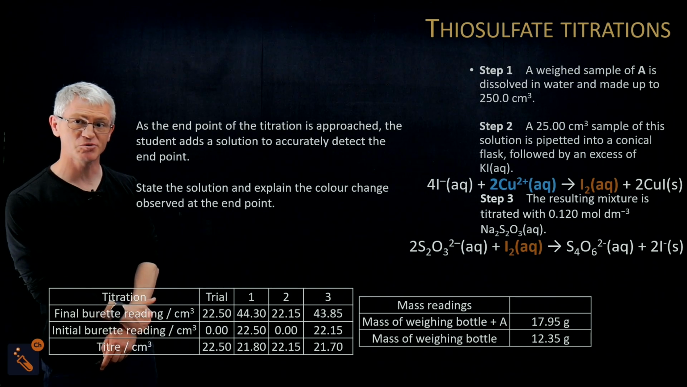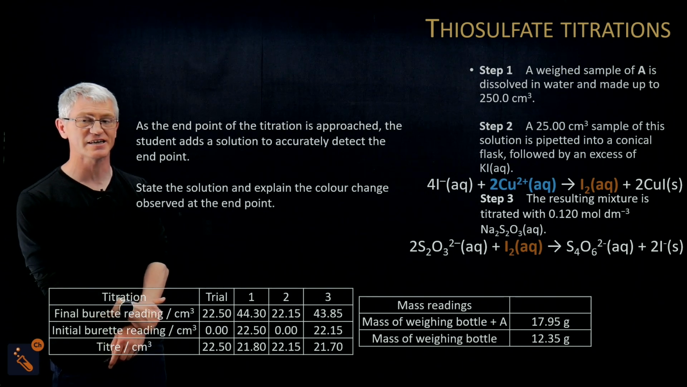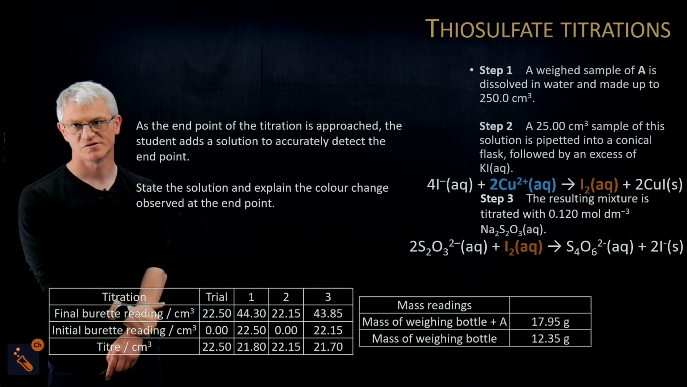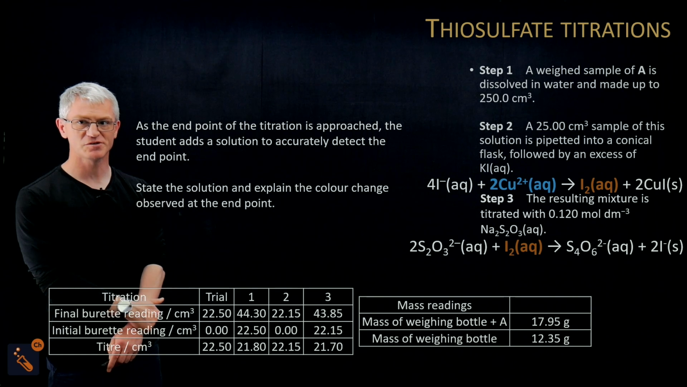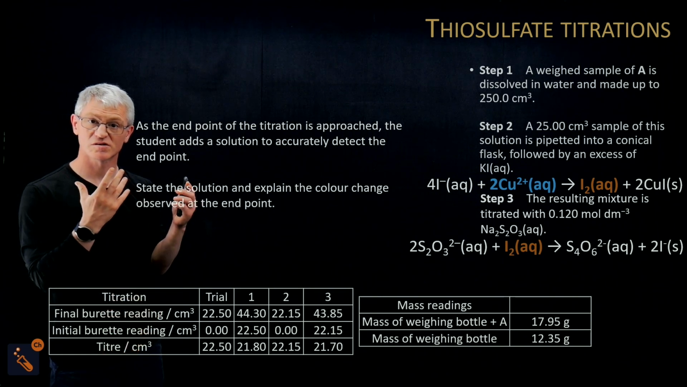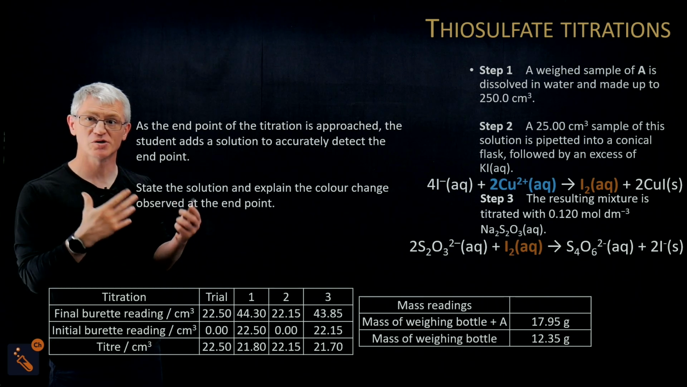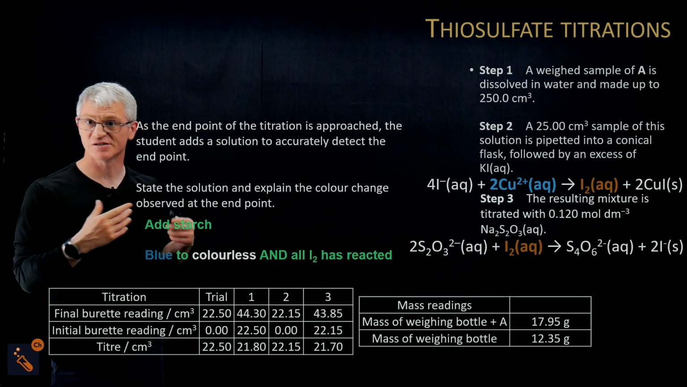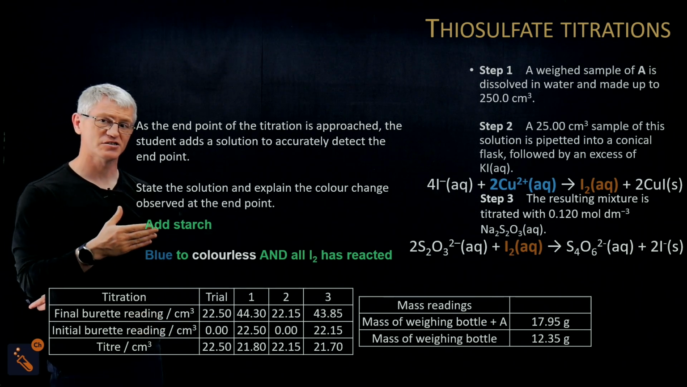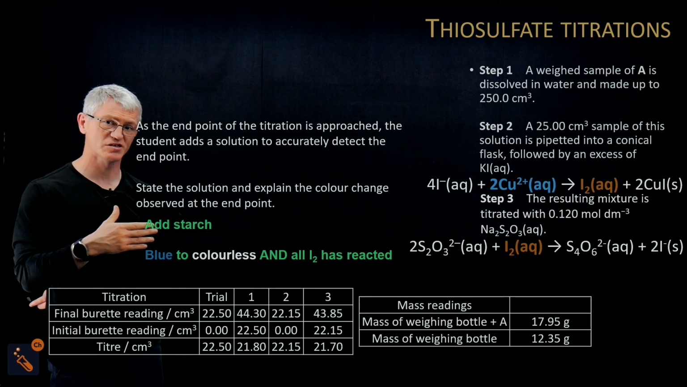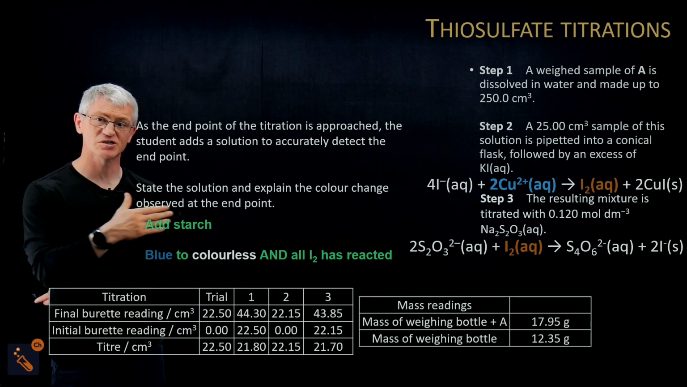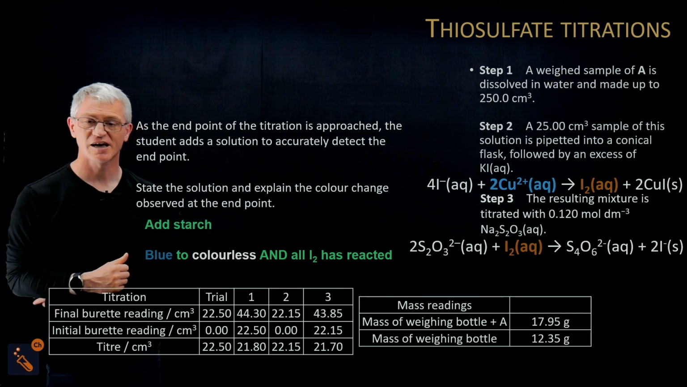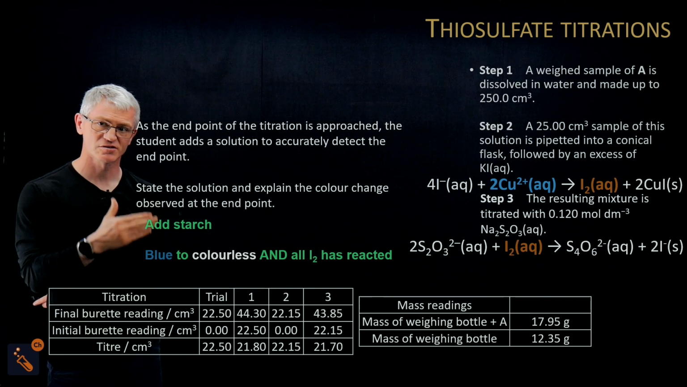Now, next thing is, as the end point of the titration is approached, the student adds a solution to accurately detect the endpoint. State the solution and explain the colour change observed at the endpoint. This is so utterly common, something you have to remember. At the endpoint we have iodine, and iodine forms a blue-black colour with starch. We add it at the end because it's easier to see. The starch forms a blue-black complex with the iodine, and then it goes colourless because you use up all the iodine, so you've got none of this blue-black complex left. That means all the iodine has reacted, and that's a very common exam question.